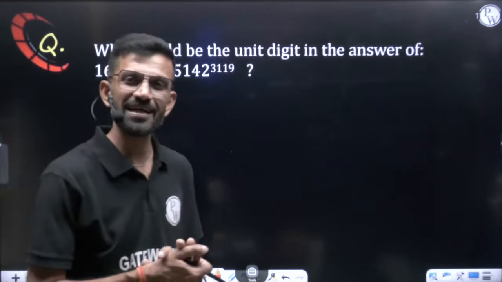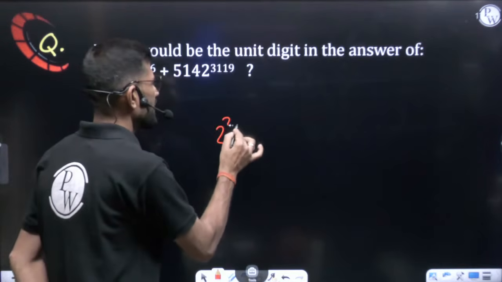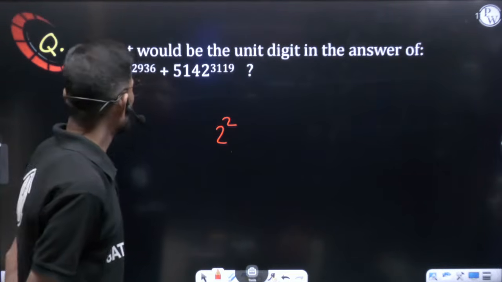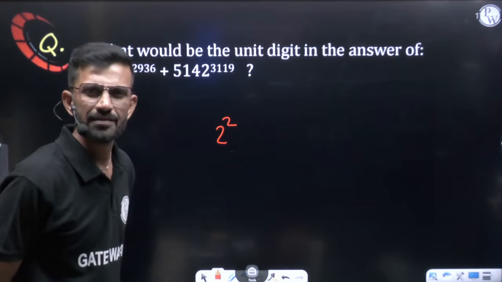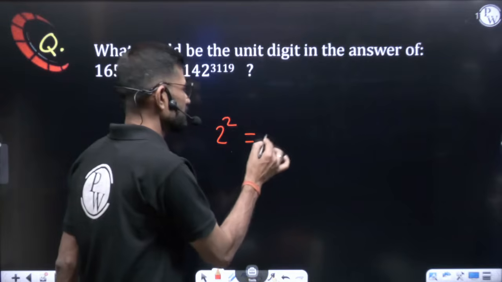Now let us understand how to do this part. How we can do this. First of all, we'll see a simple example. What is 2 square in the unit digit? What is 2 square in the unit digit? 2 square, obviously it is one digit only, single digit, it is 4.